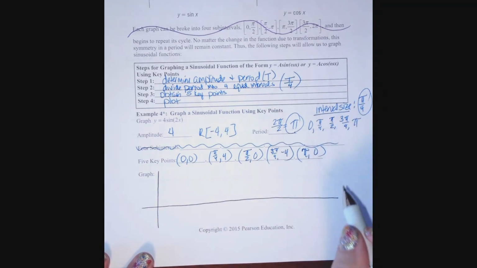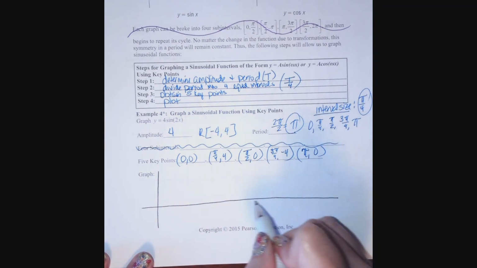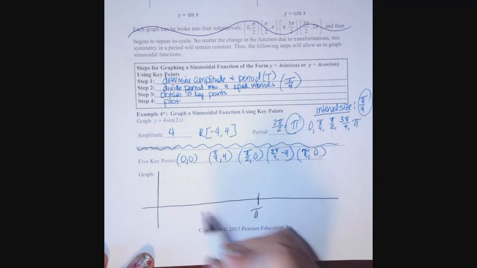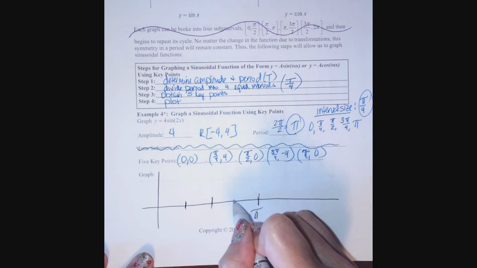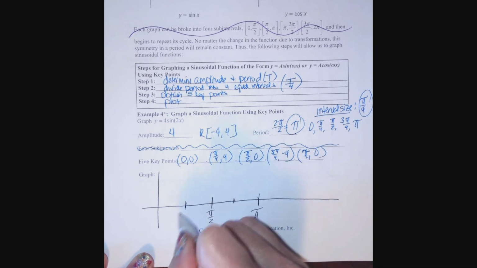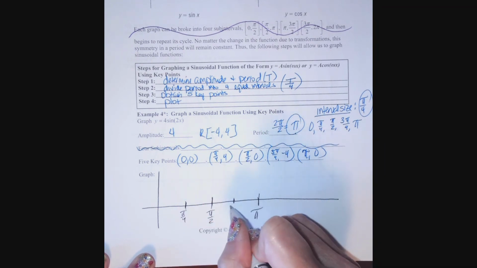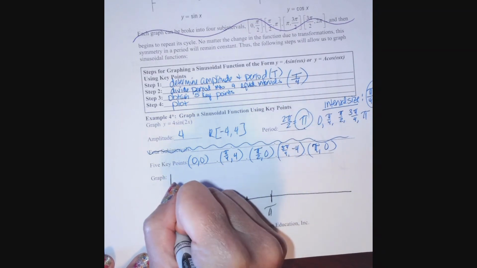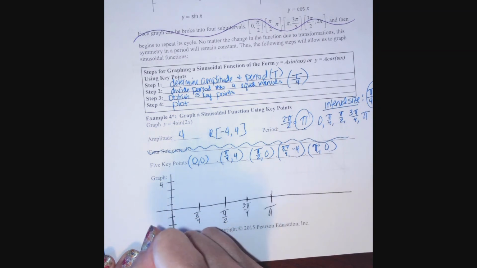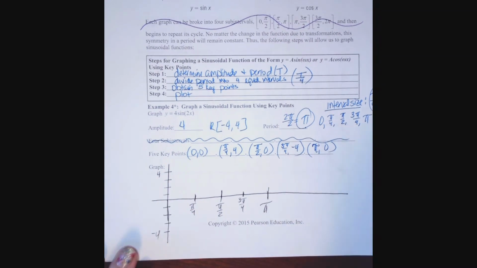My x-axis needs to go from 0 to pi. I did it probably way too long. I'm going to divide that into 4 equal intervals, so there's pi/2, pi/4, 3pi/4. My y-axis needs to go 1, 2, 3, 4, because that's my amplitude.